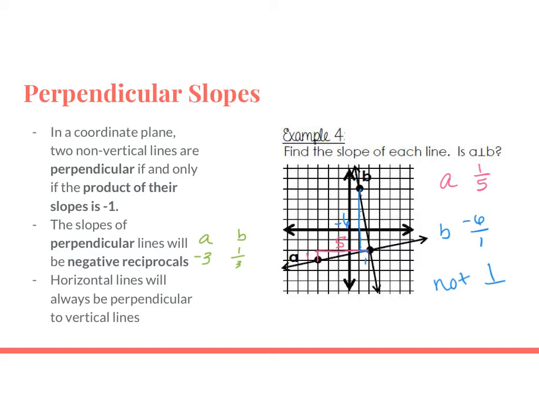So I would have had to have line B with a slope of negative 5 if I wanted them to be perpendicular, or A could have been a slope of positive 1 over positive 6. So two ways to check it. Product can be negative 1 or they can be negative reciprocals. It doesn't matter which way you look at it, whichever is easier for you.